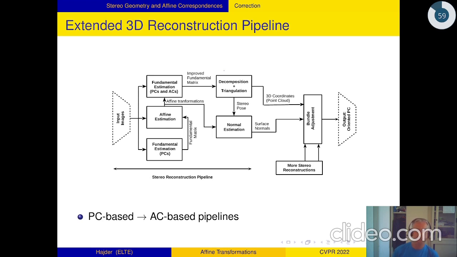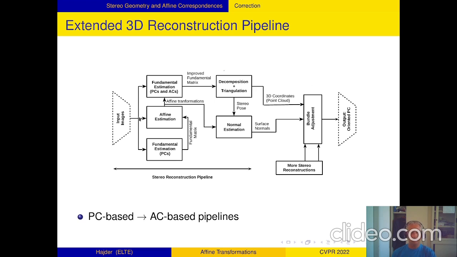And finally, I would like to conclude this affine correspondence utilizing theorem. So we can form a new 3D reconstruction pipeline, a structure from motion pipeline, which utilizes the affine transformation. Here you see that the input images are the input for the pipeline, of course, and the output is not only point clouds but oriented point clouds. So each point has a normal direction, the surface normal.